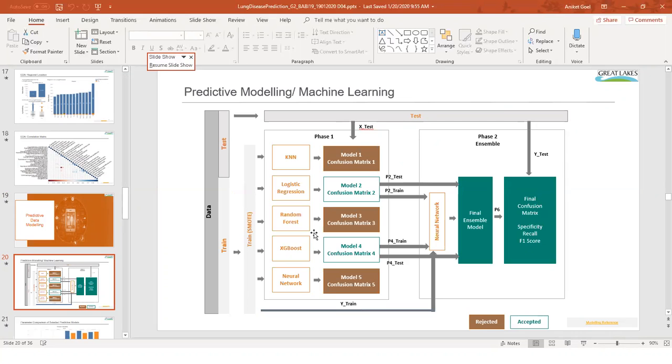Then comes the predictive modeling or the machine learning part, where you do actual coding in either R or Python. And here you will be putting your data into different algorithms. So the boxes here talk about KNN, logistic regression, random forest, XGBoost, or neural network. These are the 5 algorithms in which we put our data and see how each algorithm is transforming the data and basically helping us in predicting the output.